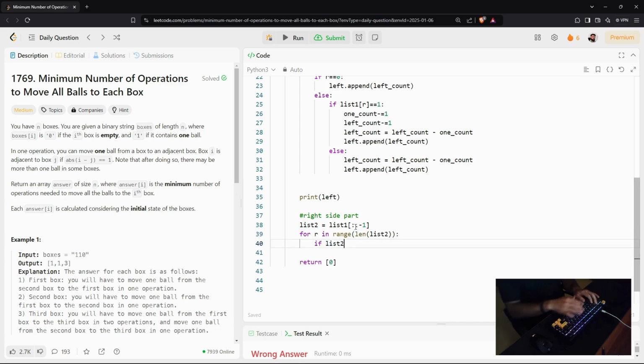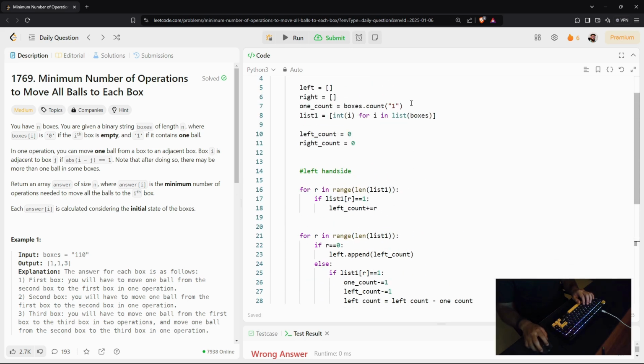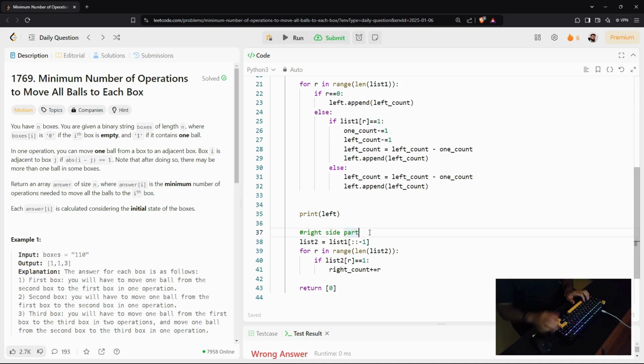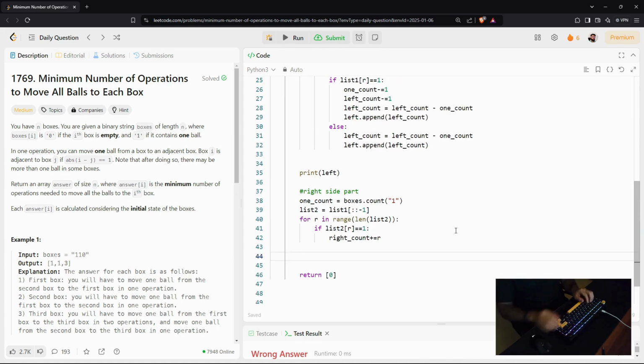If list 2 r, if you encounter a 1, the right count gets increased by 1, because that's what the effort is, and the 1 count will have to be updated. So I'm going to use this variable again and redeclare it here. Now we have this. Now we are basically ready to iterate. Remember, we are iterating it from the right hand side now. Same concept is going to happen.